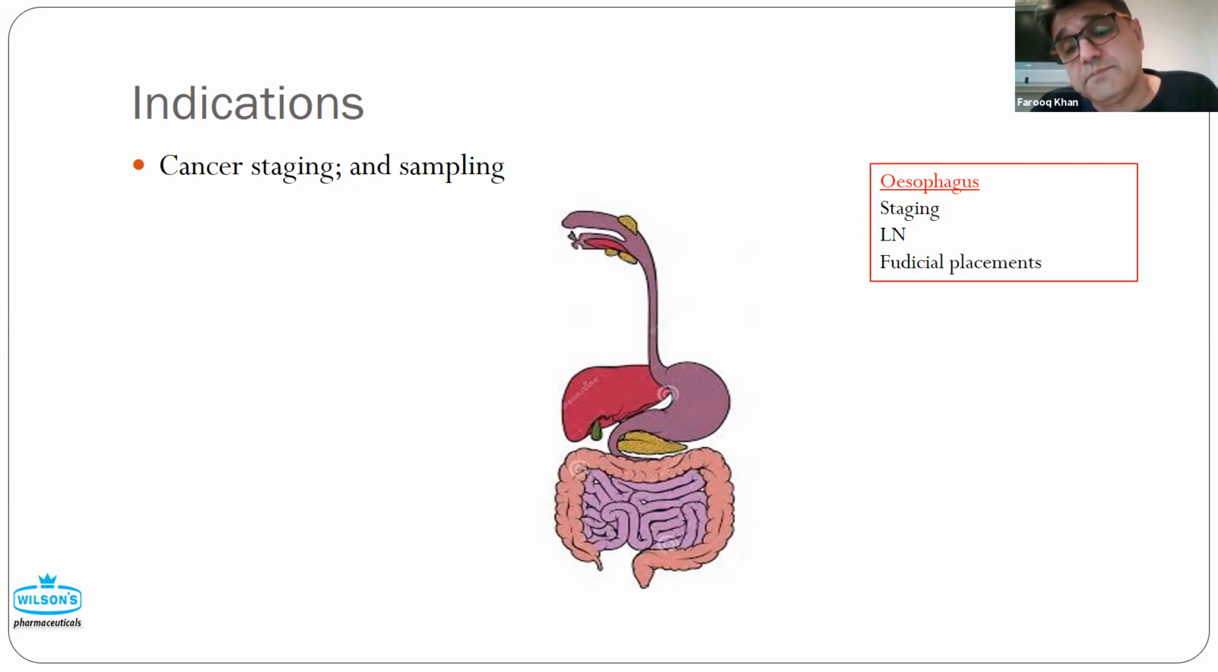We also do fiducial placements. It's a technique that my radio-oncologists want me to do. These are metal markers that get placed at the top and the bottom of the tumor, and they can guide radiotherapy.